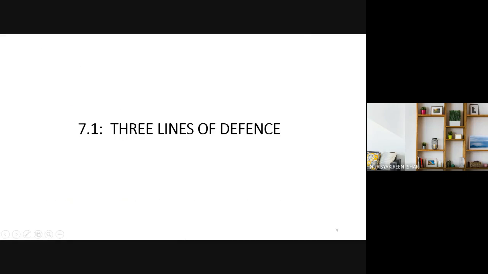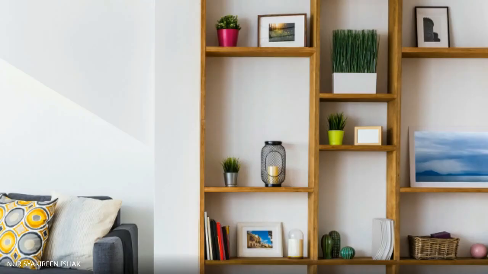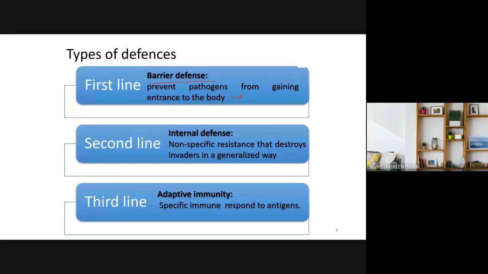Okay, so the three lines of defenses. So first line is the barrier defense. Okay, prevent pathogen from gaining entrance to your body. So common example is your skin. Okay, so the condition of your skin, it has acidic condition. So this prevents the growth of bacteria on your skin, and your skin is also capable of producing sweat. Okay, producing oil. So this prevent the growth and entrance of pathogen from entering your body. So this is one example. Ada a few more yang kita akan tengok later.